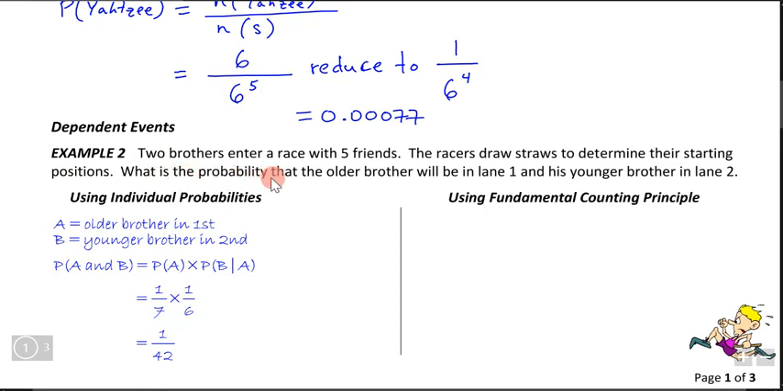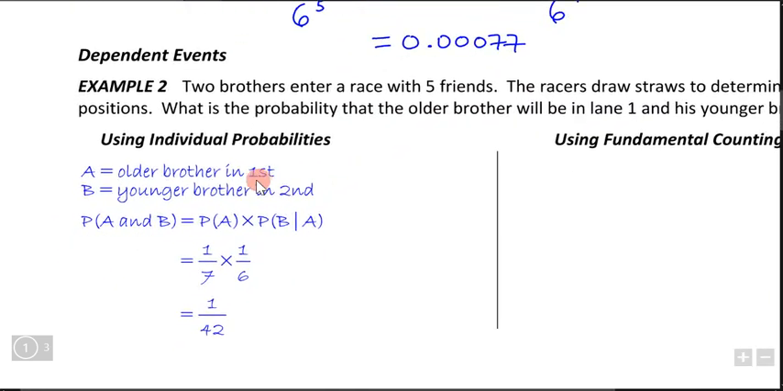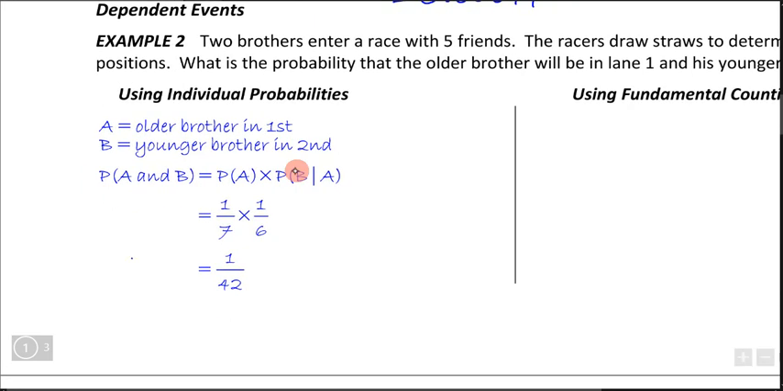What is the probability that the older brother will be in lane 1 and his younger brother will be in lane 2? In the old way of using individual probabilities, the first event is the older brother in the first position, and the second event is the younger brother in the second position, and you'd calculate their probabilities. The probability of the older brother being in the first position is 1 out of 7, and the 7 comes from the 2 brothers plus 5 friends.